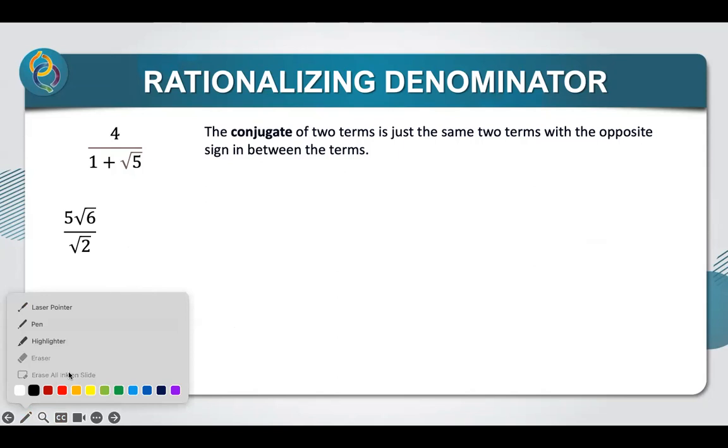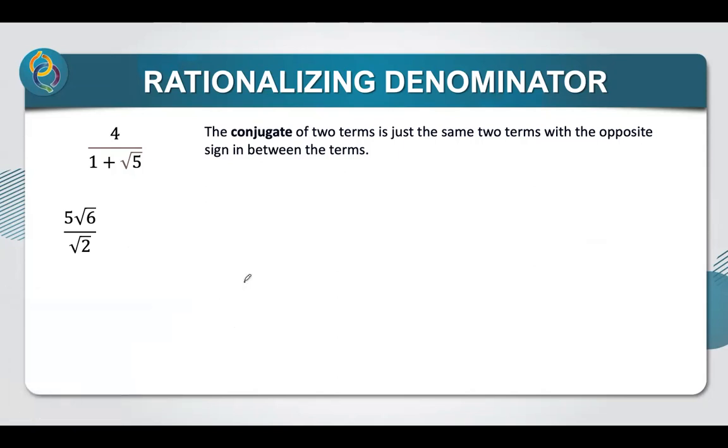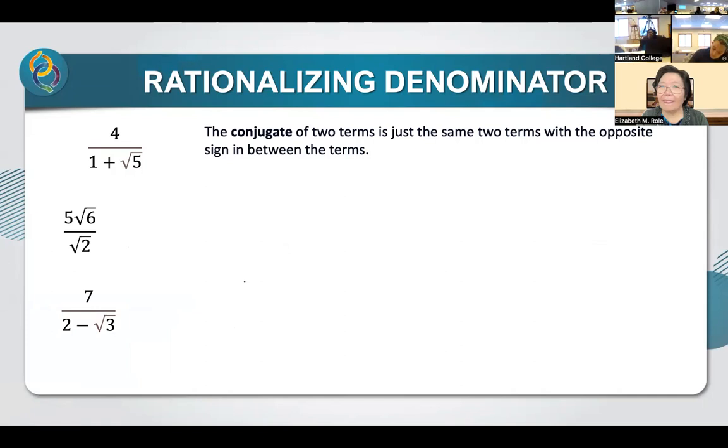Now this time, let's have this one: 7 over 2 minus the square root of 3. Will you please do this? I want you to remember your conjugate. The conjugate is 2 plus root 3, right? Do it, yes, do it. And then give me the answer.